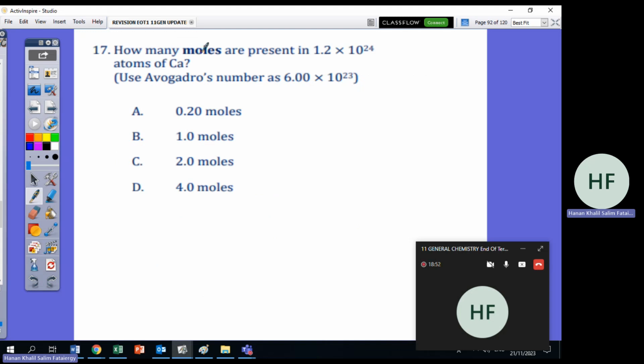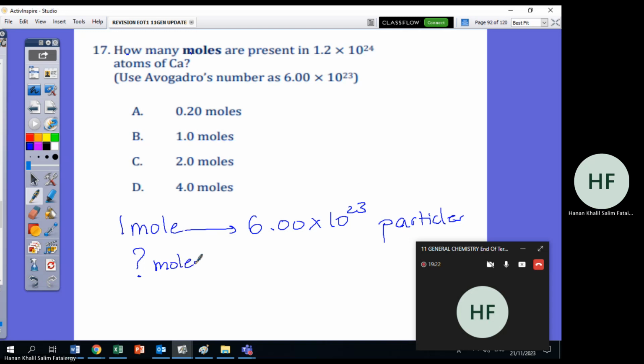Now I need the moles and he gave you the atoms. Okay, we will always start with the law that we have memorized: 1 mole is equal to 6.00 times 10 power 23 particles. We always start with this. Okay, now the question is how many moles? Where do we put the question mark, at the moles or at the particles? Of course at the moles, because he is asking how many moles. So I'll put here question mark moles.